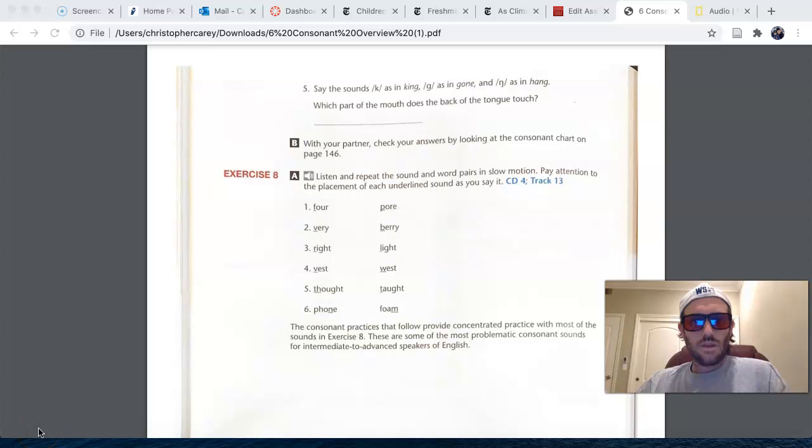Hello, everyone, and welcome to the final activity for consonant sounds. Thus far, we've looked at the consonant chart. We've looked at all 24 consonant sounds.